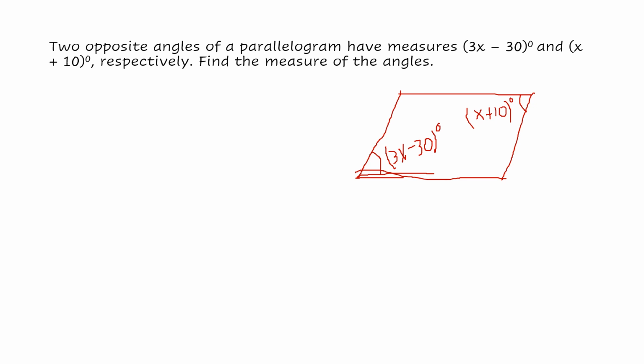So since this angle, let's say this is angle 1 and this is angle 3, are opposite, therefore they are congruent. And since they are congruent, their measures are equal. So we can equate their measures, which is the first one, 3x minus 30 is equal to x plus 10.